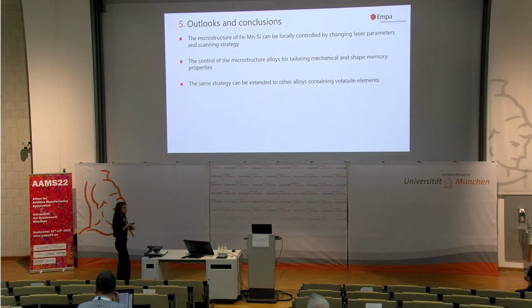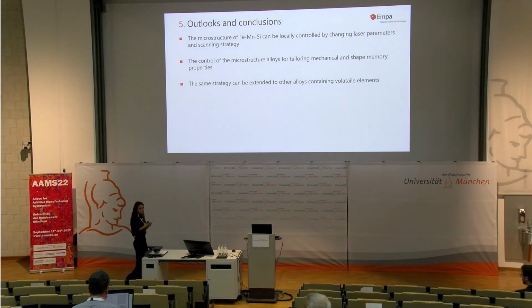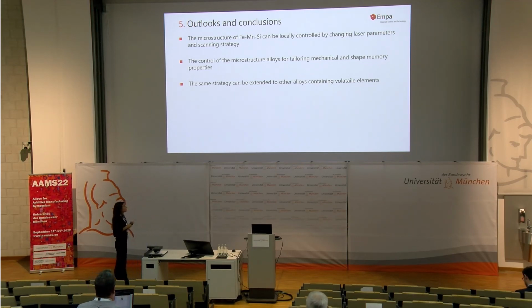They say 3 minutes left, so let me conclude. What I can say is that we can really show that we have full control of the microstructure for this iron-based shape memory alloy. So the microstructure can be really changed locally and site-specifically according to what we want. So this microstructure tailoring can really be used to tune the mechanical and shape memory property of our parts.